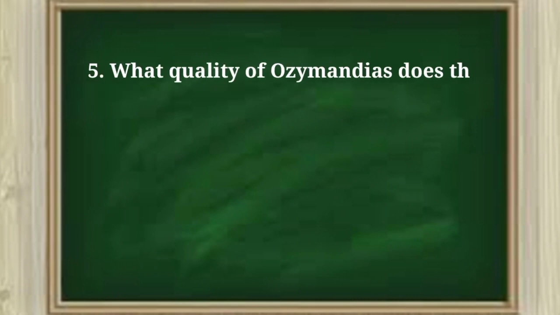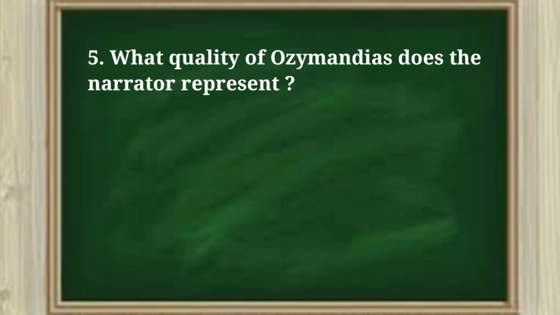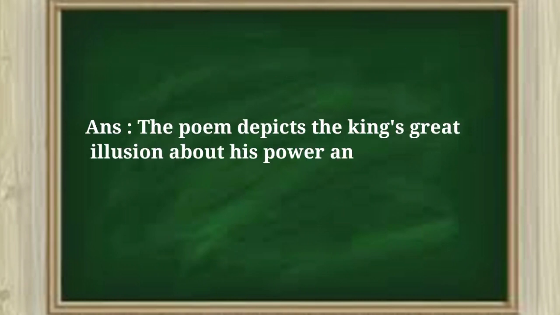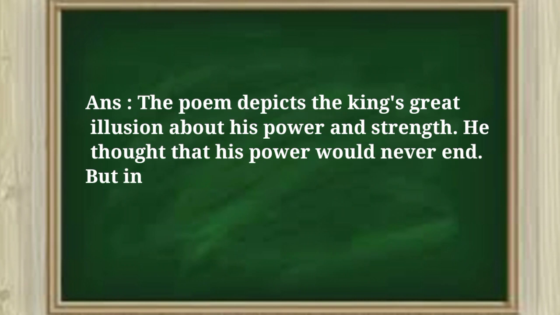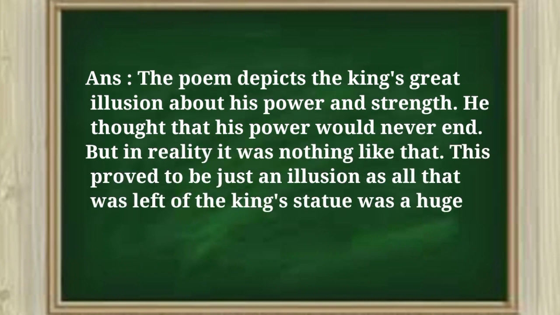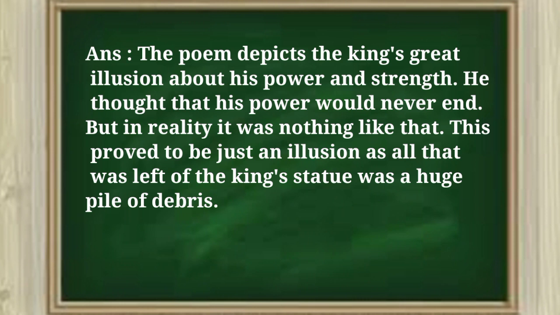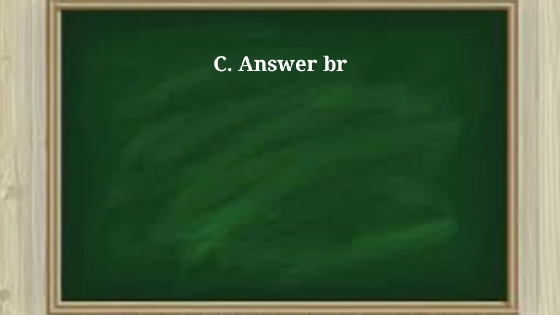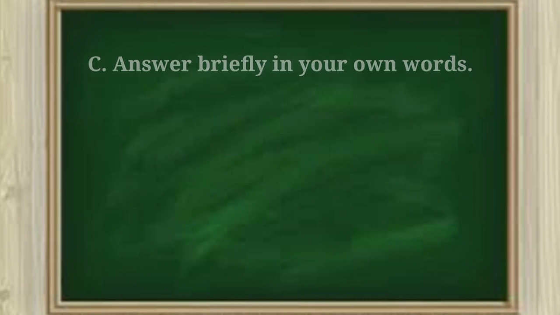Number 5. What quality of Ozymandias does the narrator represent? Answer. The poem depicts the king's great illusion about his power and strength. He thought that his power would never end, but in reality it was nothing like that. This proved to be just an illusion, as all that was left of the king's statue was a huge pile of debris.